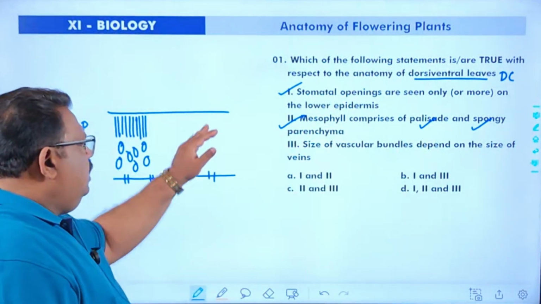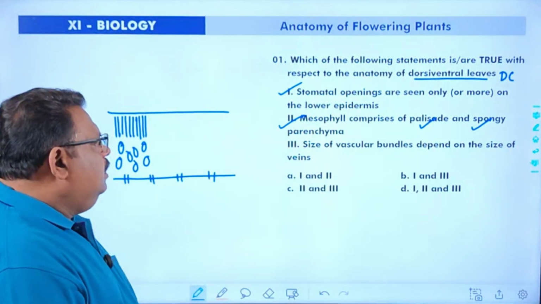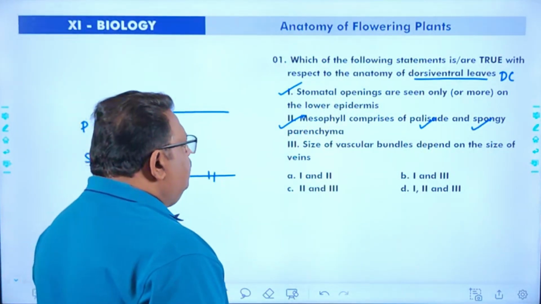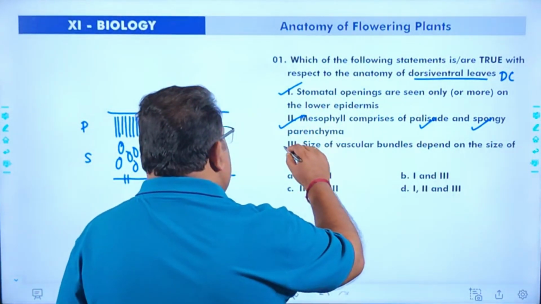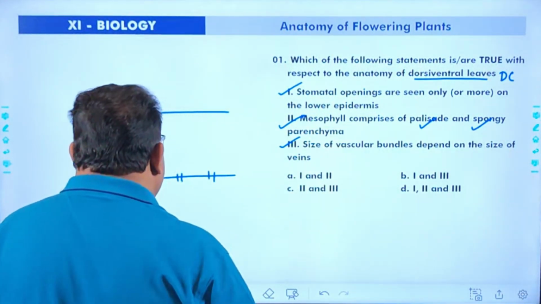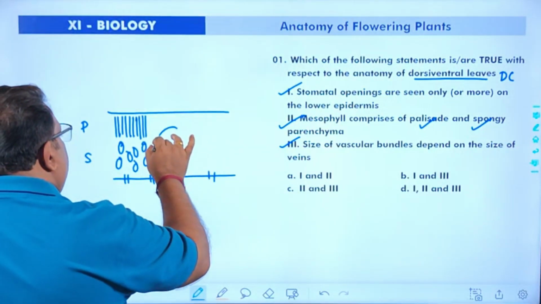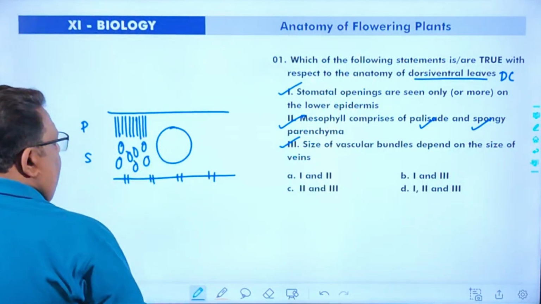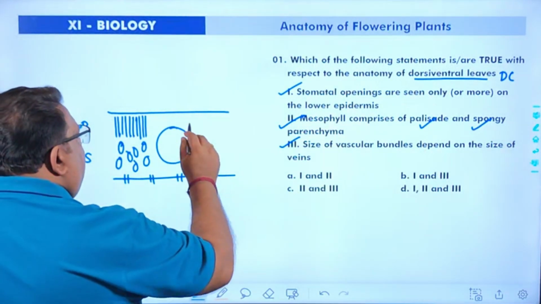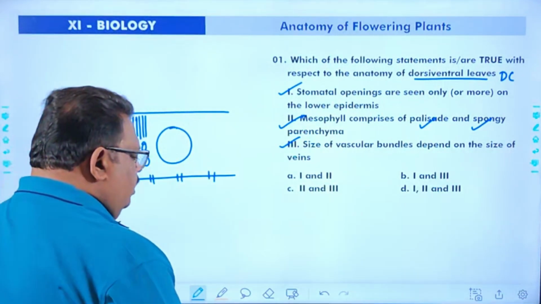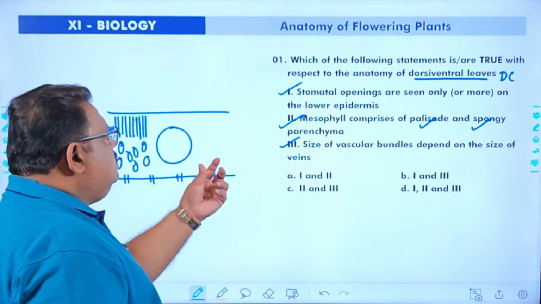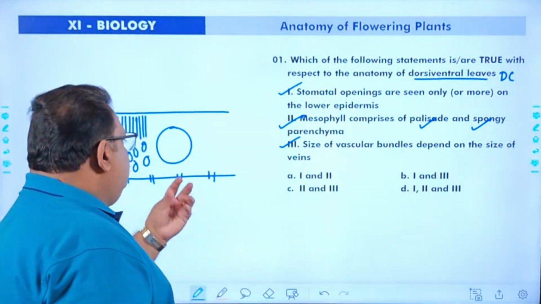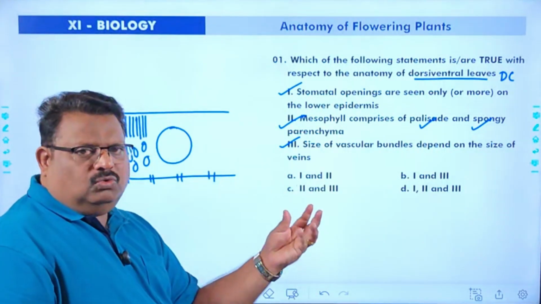In monocot leaves, only spongy can be seen. The size of the vascular bundle depends on the size of the veins. That means the larger vascular bundle is in the midrib region. But you know that in the case of dicot leaf, reticulate venation is there. So the veins are of different sizes. So the vascular bundles are usually distributed through the veins.